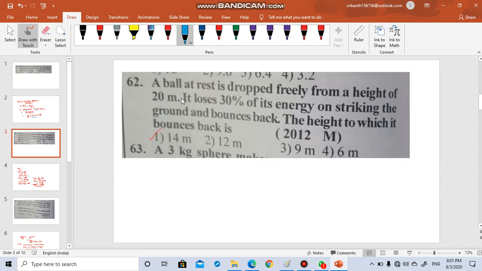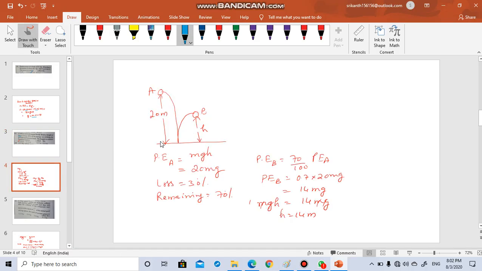Now moving to the next question. A ball at rest is dropped freely from a height of 20 meters. Height is given. It loses 30% of its energy on striking the ground and bounces back. The height to which it bounces back is? Now the situation is something like this. This is the ground, and the ball is at a height of 20 meters. So it is dropped onto the ground. Obviously when you drop it, the ball is going to rebound. So next time it went up to the height h. So you have to find the value of h.